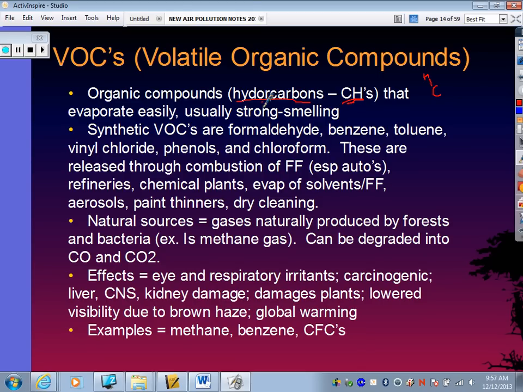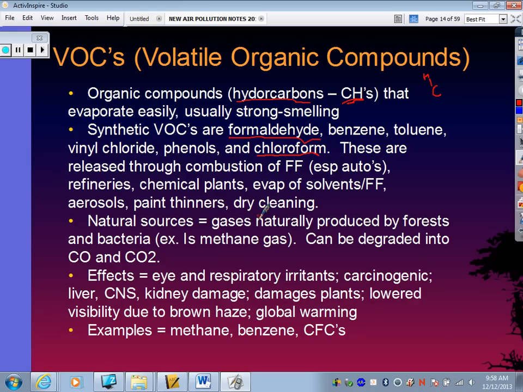They're very strong smelling. Some examples of these, synthetic ones, meaning man-made ones, are formaldehyde, really stinky. If you've dissected animals, you've smelled formaldehyde. Benzene, toluene, vinyl chloride, phenols, chloroform. Again, we've heard about that. That's the pass-out thing that you always see people in movies put the cloth over somebody's mouth and it makes them pass out. So they're really smelly, stinky things.